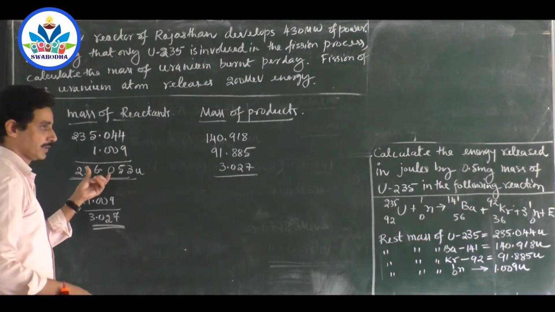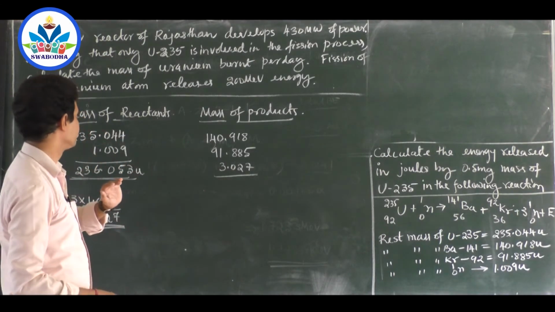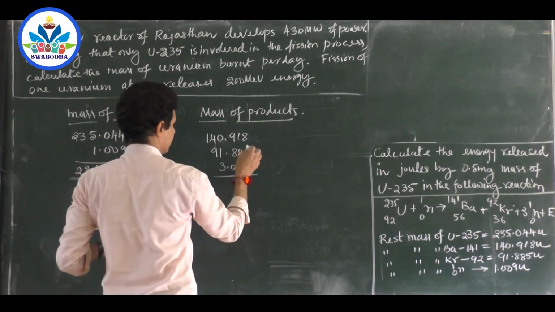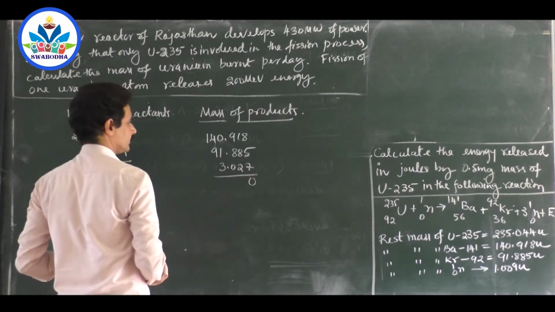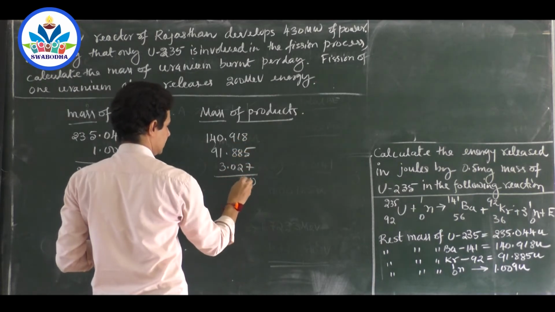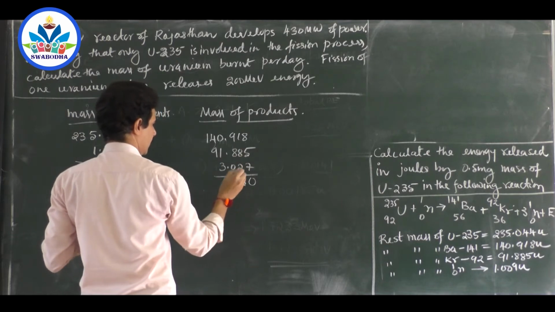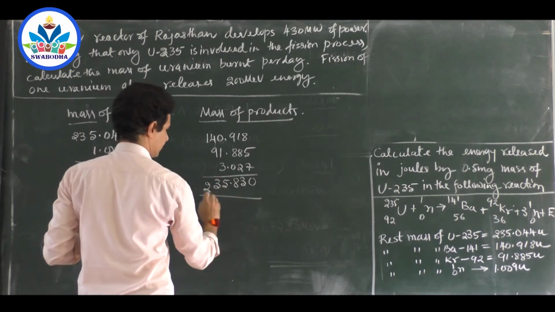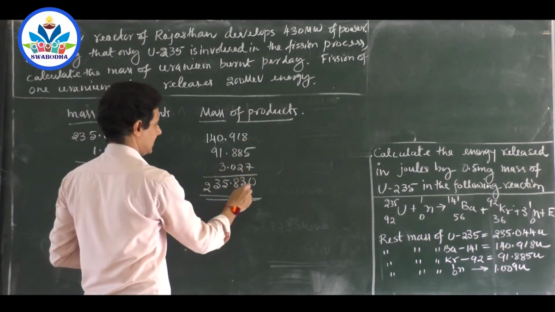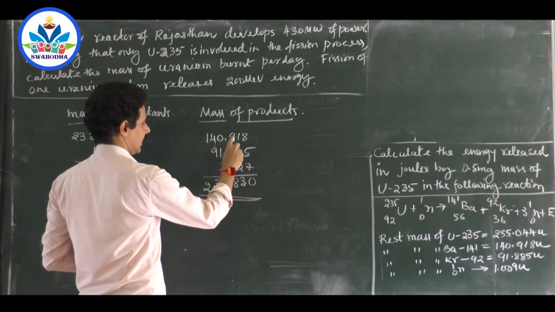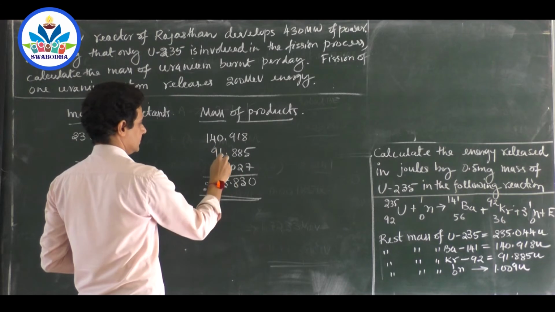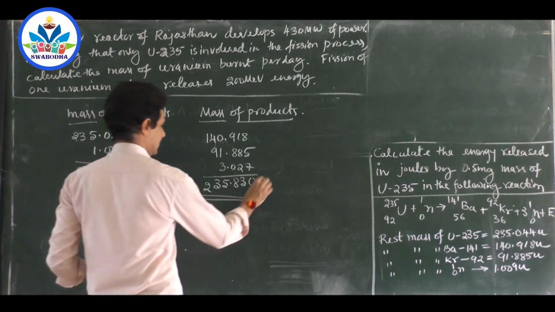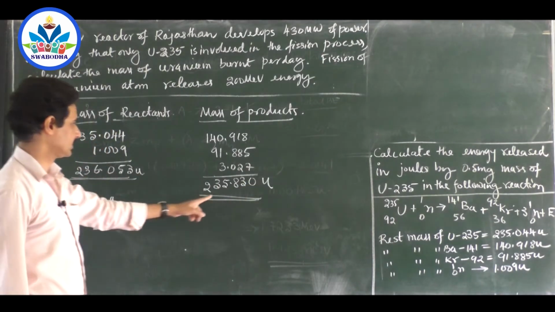This should be less than the other mass, because the reactants will have more mass and the products will have less mass. Some mass is lost in the form of energy. Adding these up gives 235.83. Is it less? 236 here, 235 here, it is less.